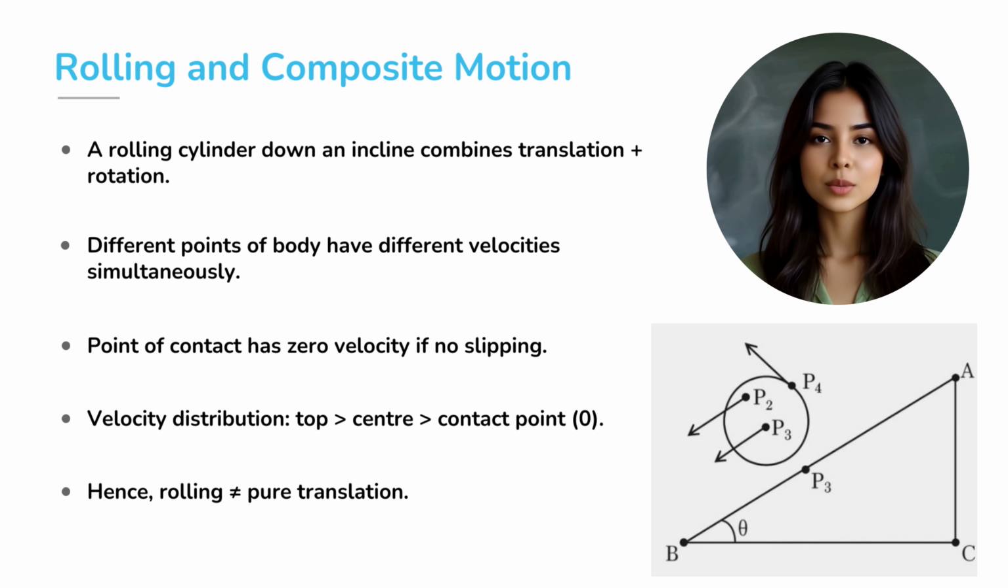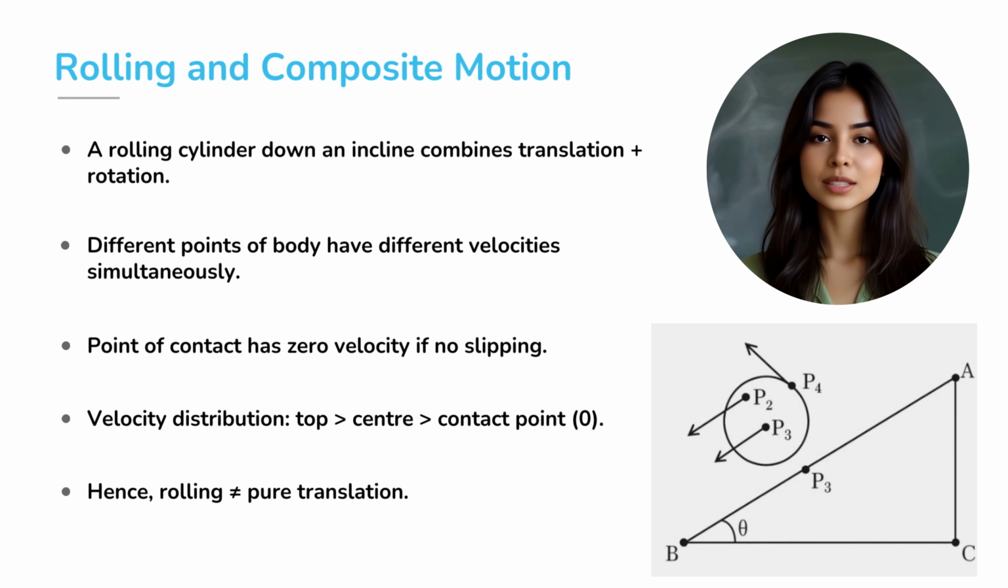Now compare that with a cylinder rolling down the same incline. This is where the fun begins. Different points on the cylinder have different velocities. For instance, the top of the wheel actually moves faster than the center, while the point of contact with the ground is momentarily at rest, velocity equals 0.